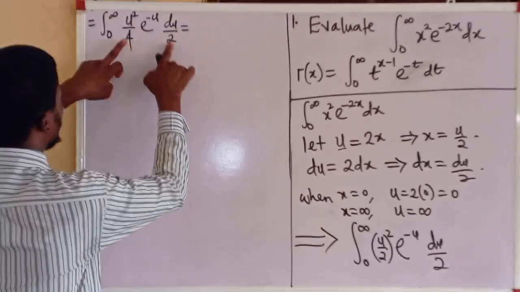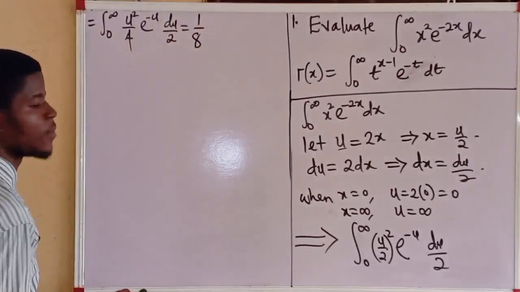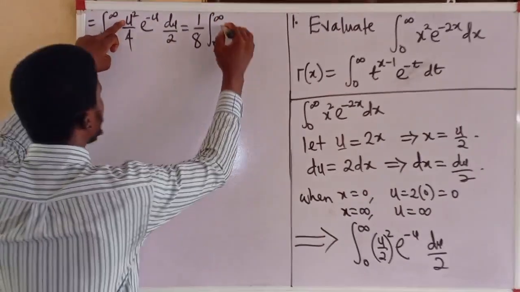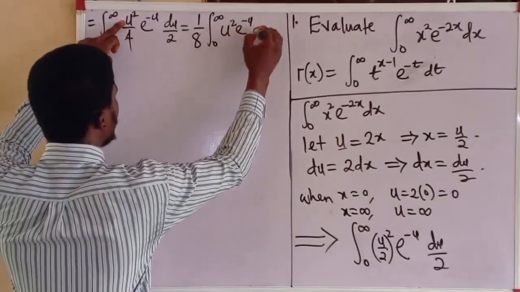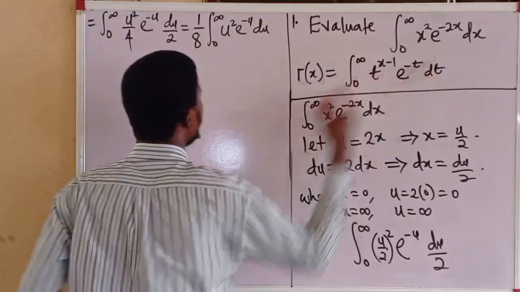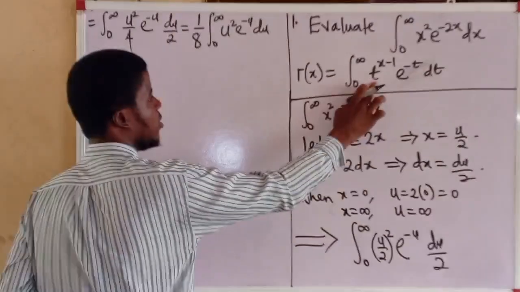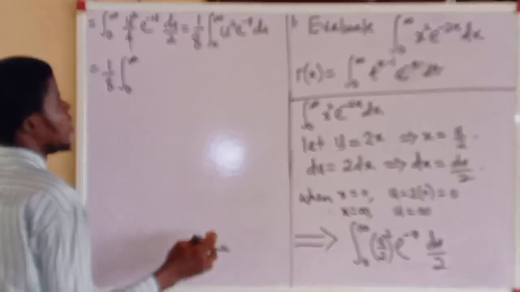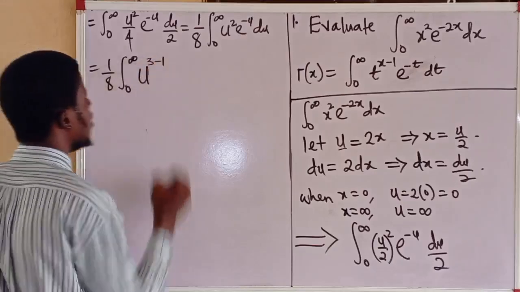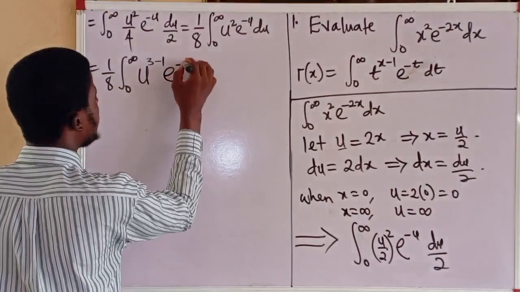2 times 4, or 4 times 2 is 8. So I can actually bring 1 all over 8 outside, all right? So the integral from 0 to infinity of u squared e to the power of minus u du. So this integral, if we want to write it like this now, it will be 1 over 8 into the integral from 0 to infinity. t is to the power of x minus 1. So I can write u squared as u to the power of 3 minus 1, because 3 minus 1 is 2. All right. Into e to the power of minus u du.